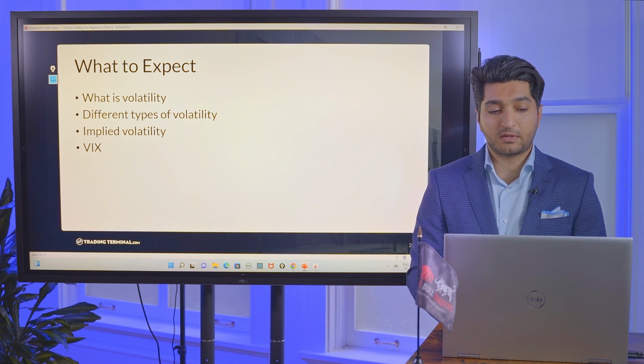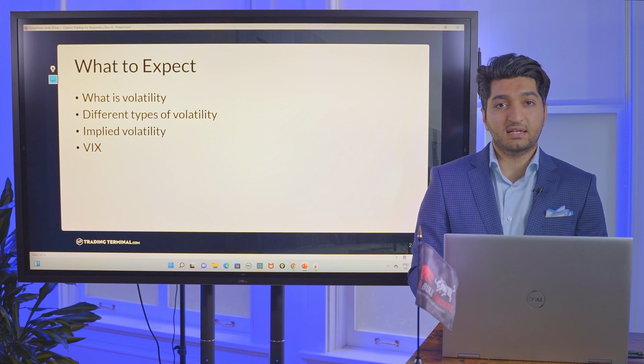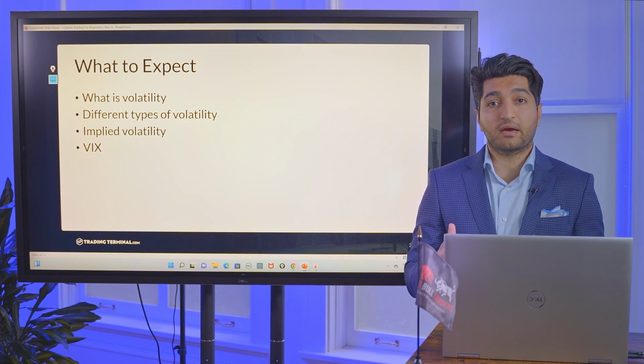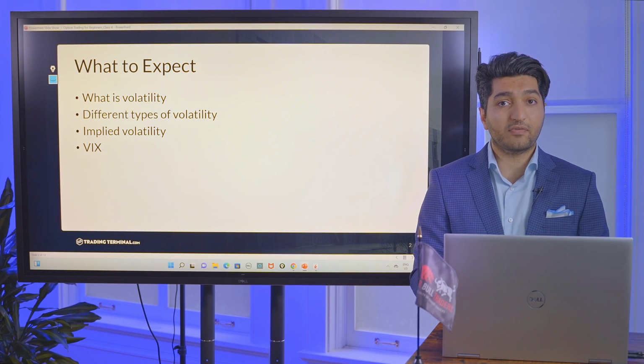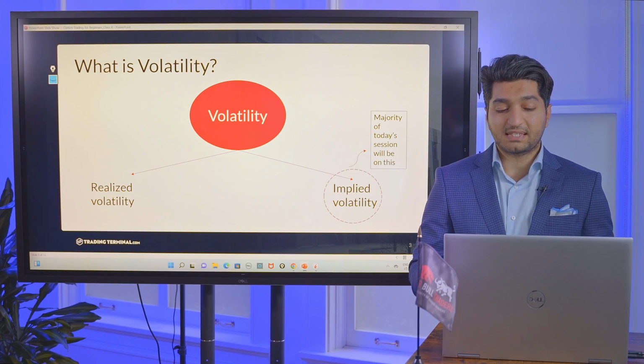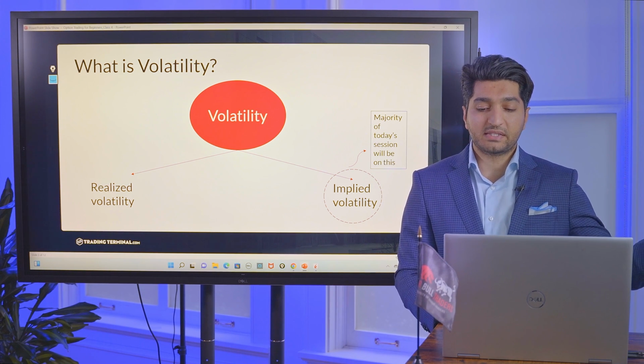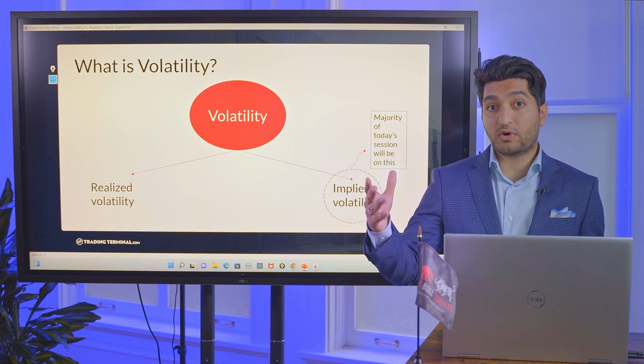So, what to expect? We're going to define what volatility is, and we're going to differentiate between realized volatility and implied volatility. We're going to spend a lot of time on what implied volatility means, when you should buy volatility versus when you should sell volatility. And of course, we're going to talk about VIX, or the 30-day implied volatility of the S&P 500. So let's get started. What is volatility? As I said, there are two types of volatility: realized volatility, what has happened in the past, and implied volatility, what is going to happen in the future.